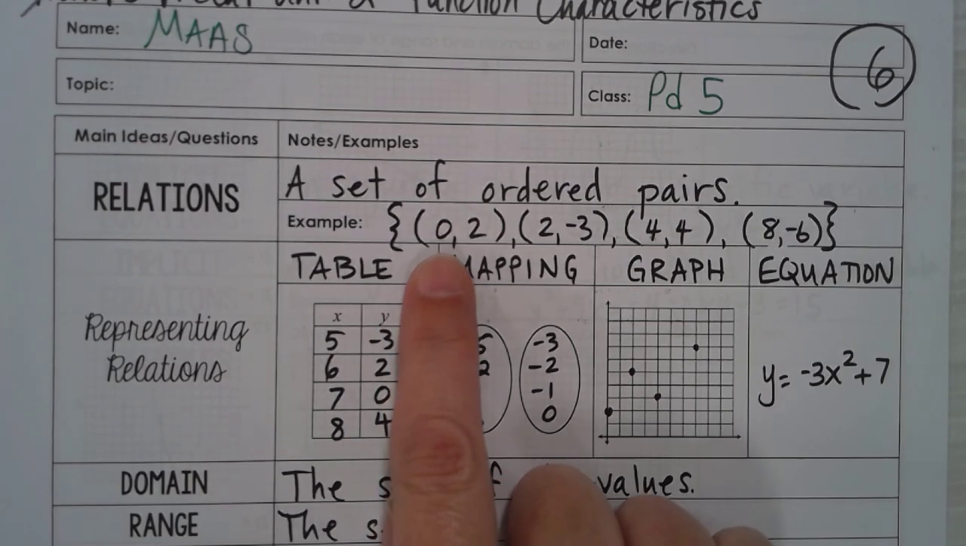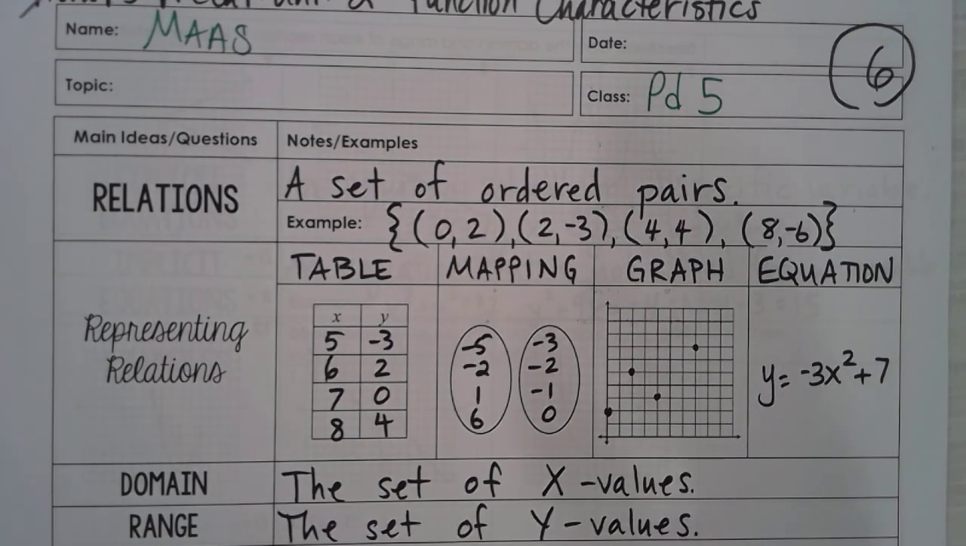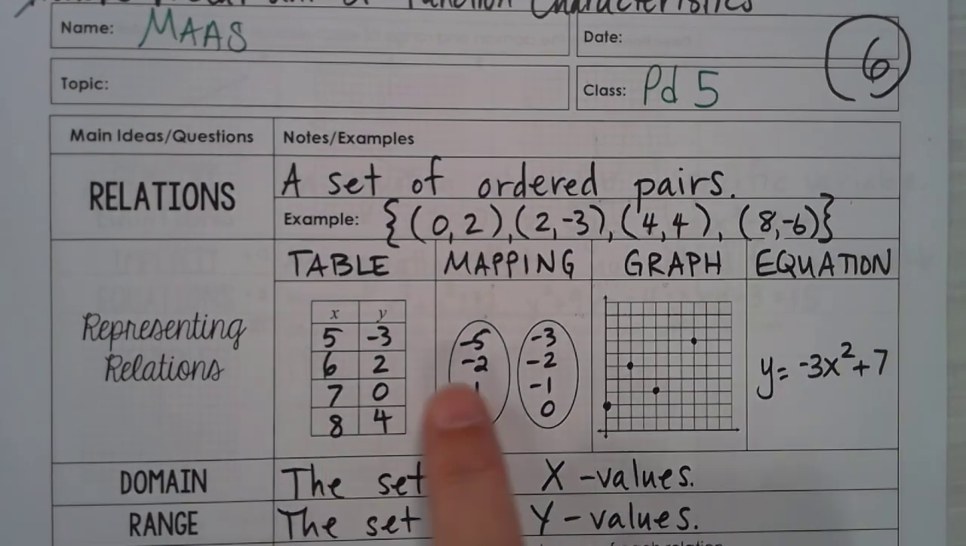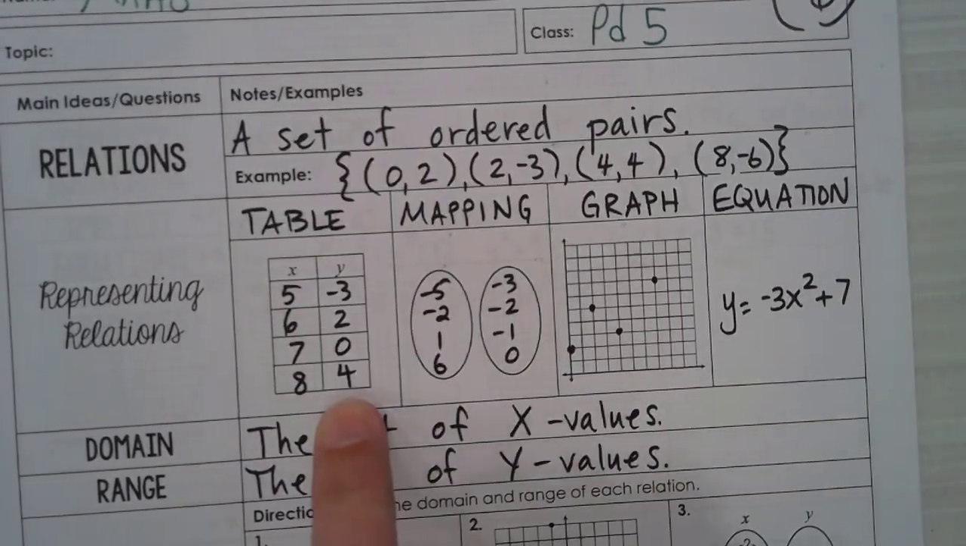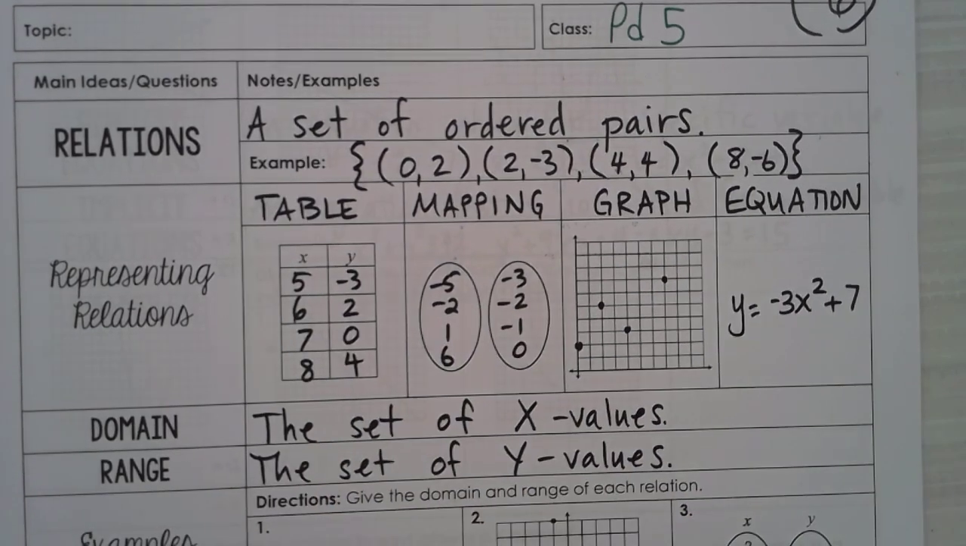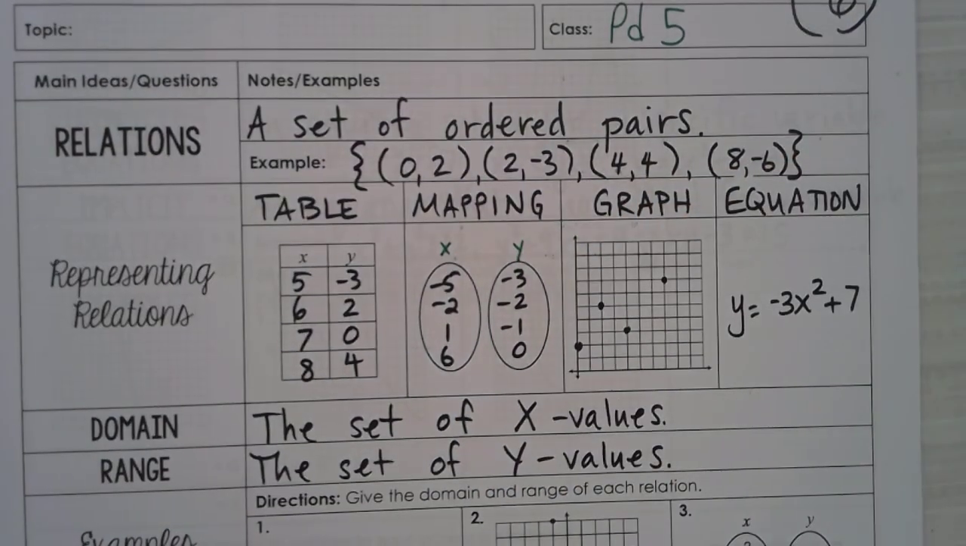So when we write a relation, we typically write it as ordered pairs, and we're just listing out the numbers. Okay, so we have 4 different ways that we can represent a relation. We have the good old table. We have mapping. On mapping, I left off the little arrows. So what you'll see in a mapping is these are all your x values, these are all your y values, and then the arrows are going to match the numbers up.